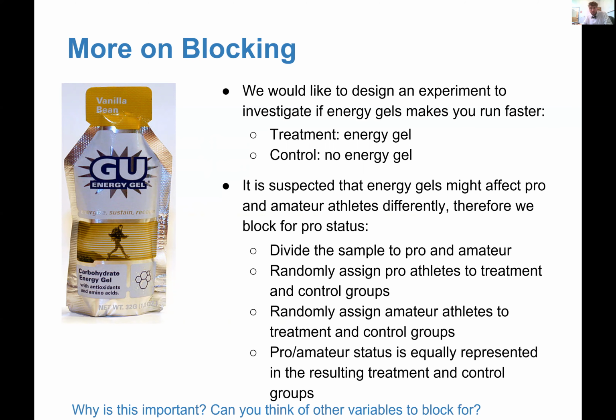Why is this important? Well, what if we had a random sample and then we randomly put people into treatment and control, and because of random chance, we had more pro athletes in one group and more amateur athletes in the other group? Then we might get a result that's based on the random chance of our sample being a little bit off. And then we wouldn't be able to replicate it, because we do another sample and it might be the opposite, and we get the opposite result. So blocking helps us to be able to replicate and find the true causes of things.